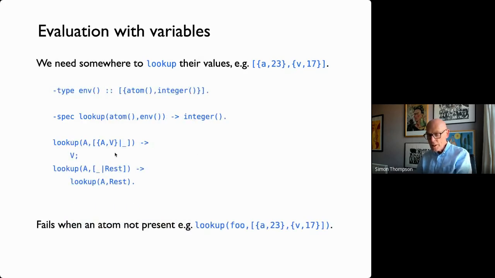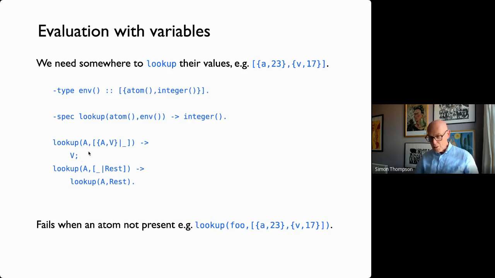What lookup will do is break apart the environment. So lookup does a recursion over the list, because the environment looks like a list of pairs, each with an atom and a number. So we define the function lookup, which takes an atom and an environment, one of these lists of pairs, and gives us back an integer.